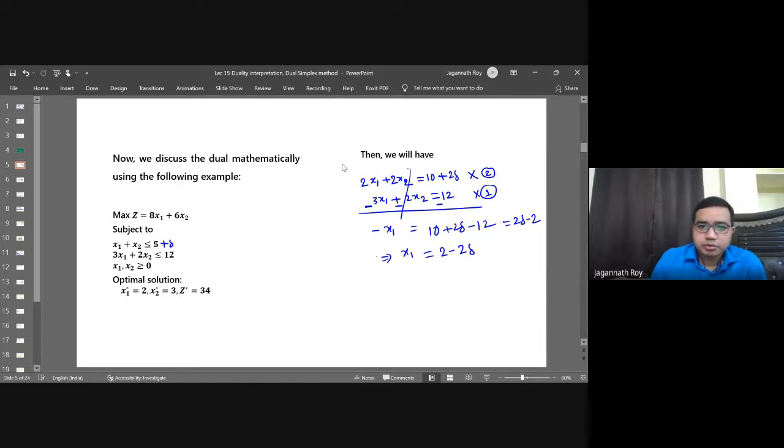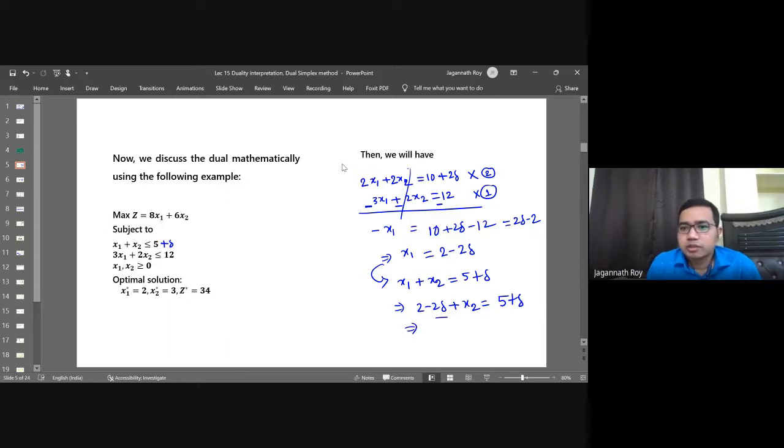Now if you substitute this value in the first equation or the second equation, you will get x1 plus x2 equals 5 plus delta. So x1 we have already found. So this is 2 minus 2 delta plus x2 equals 5 plus delta.